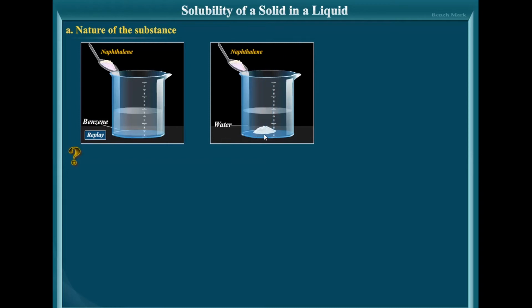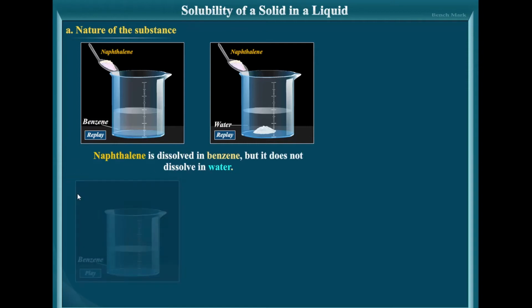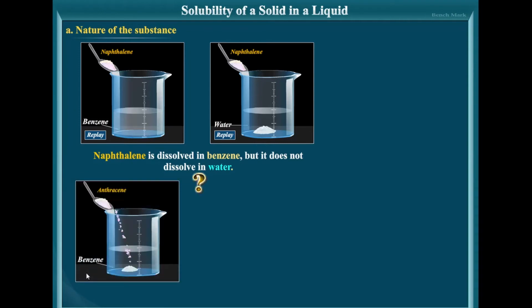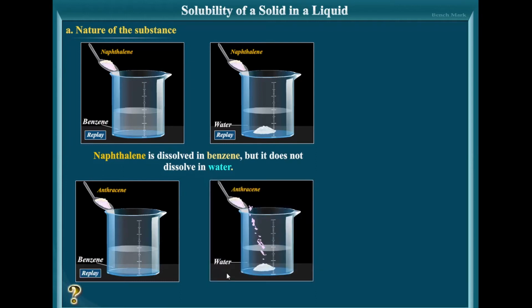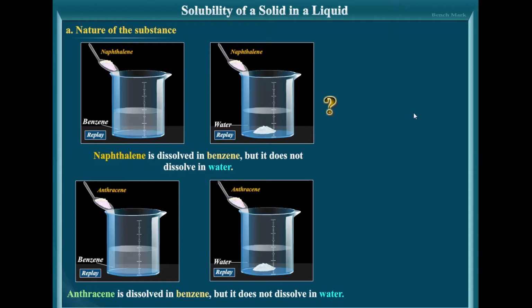Again, the same naphthalene you are adding to water and shaking. You can find here that it is not dissolving. So naphthalene dissolves in benzene, but it does not dissolve in water. Again, anthracene dissolves in benzene, while anthracene does not dissolve in water.